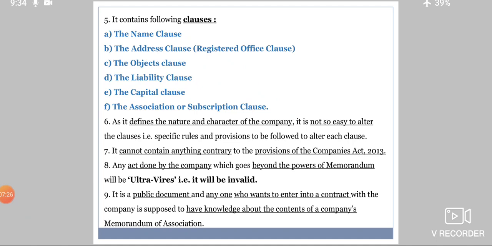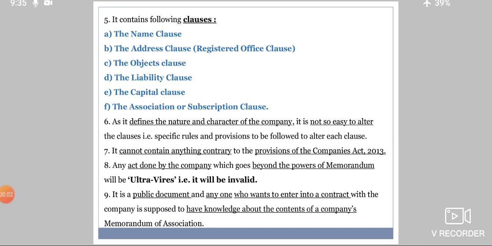Now coming to the 6th feature, as it defines the nature and character of the company, it is not easy to alter the clauses. Specific rules and provisions are to be followed to alter each clause. That means what is written in the memorandum of association in the above clauses cannot be altered, cannot be changed. And still, if the company wants to change, there are certain specific rules and provisions which the company has to follow.